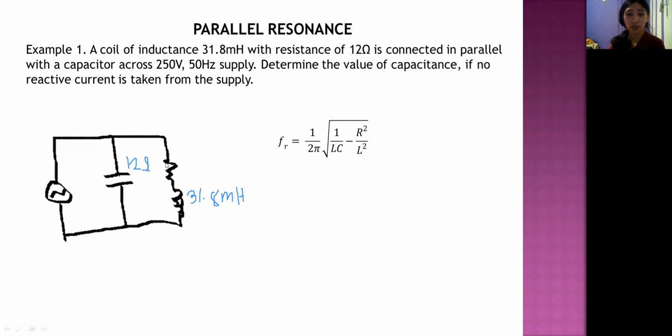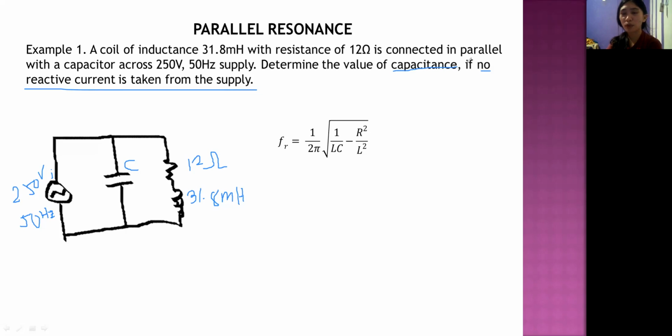So here it is now, the corrected one. We have the 12 ohm resistance and inductance, which is connected in parallel to the capacitor, across a 250 volts, 50 hertz supply for the resonant frequency. Determine the value of the capacitance if no reactive current is taken from the supply.